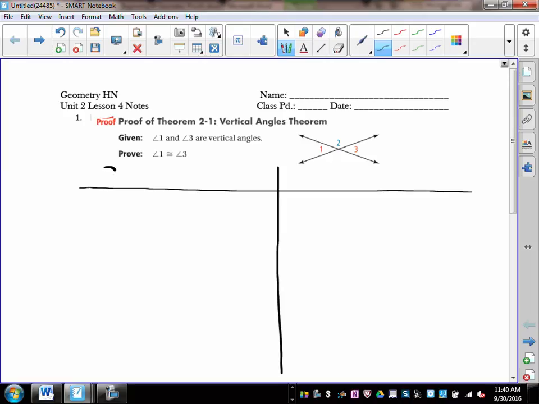Left side is statements. These are the statements, the facts you tell me. The right side are your reasons. You better be able to tell me why you're able to do that, how you know you're able to make that claim. Alright, what is my first statement always going to be?